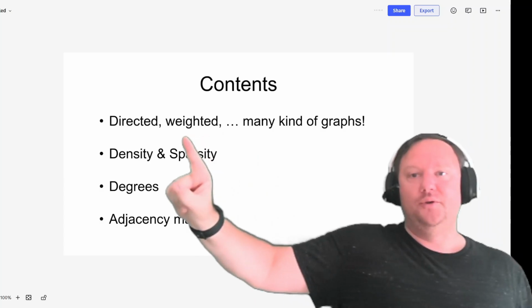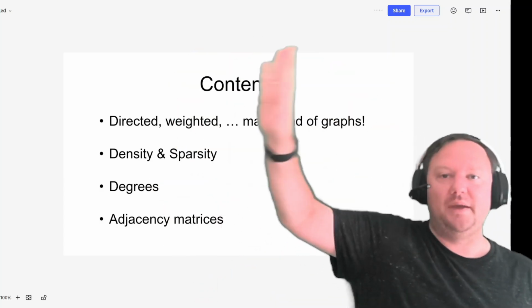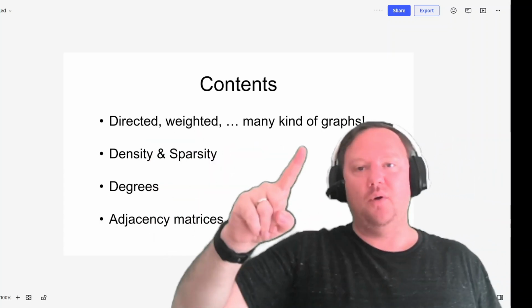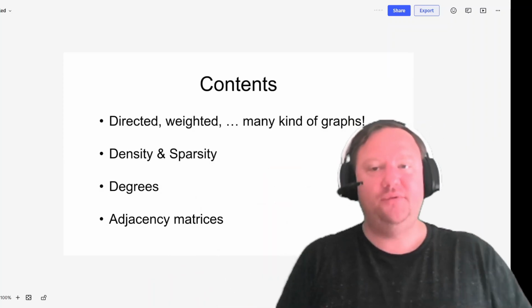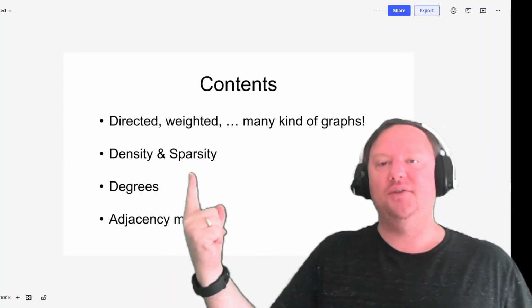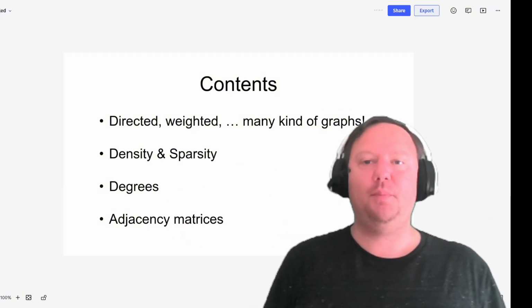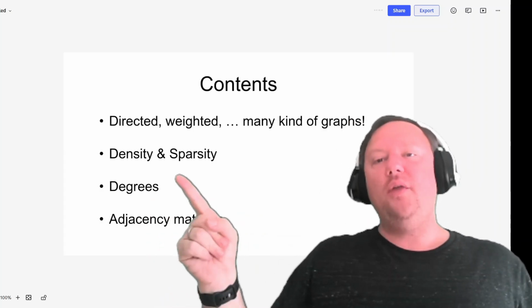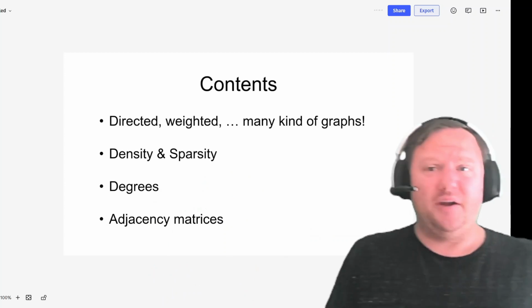But some graphs have weights, some graphs don't. So this is all a kind of taxonomy of different kinds of graphs. Now, if a graph has a lot of edges relative to the number of vertices, then we would call it a dense graph. If it has rather few edges relative to the number of vertices, we would call it a sparse graph. And whether a graph is dense or sparse is a fuzzy distinction. It's not a sharp line.